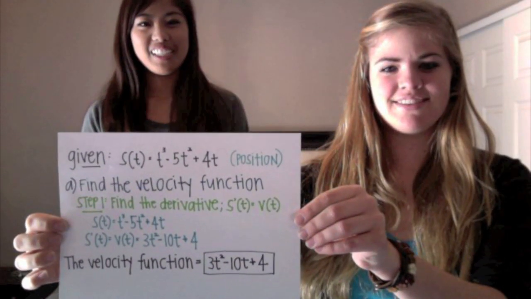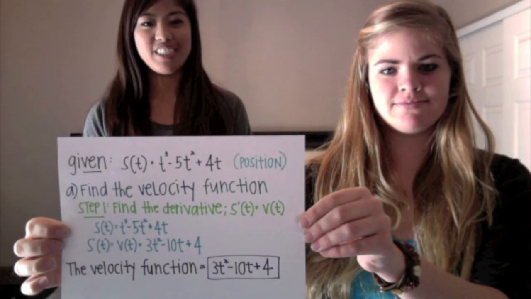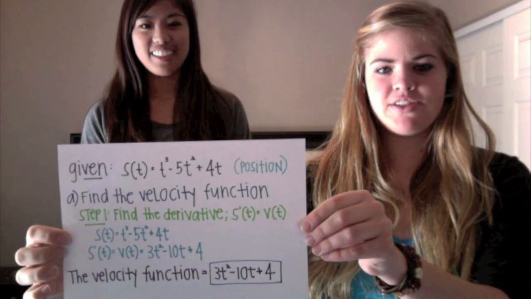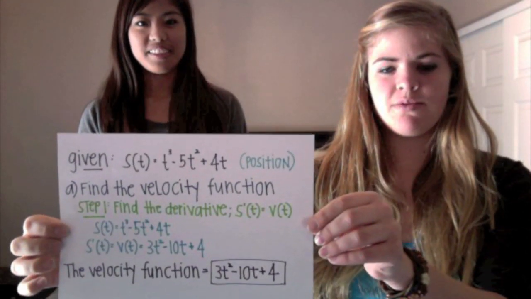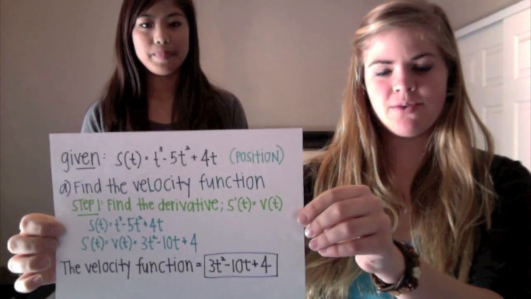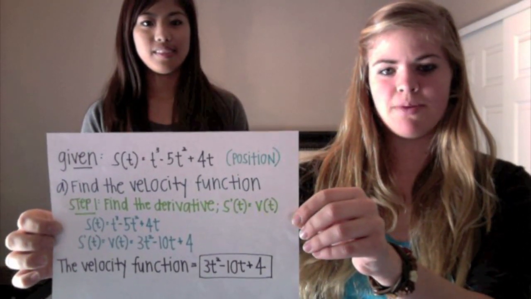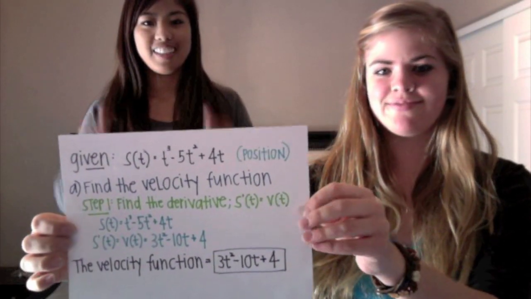To find the velocity function, you first have to find the first derivative of the position function, which is given. The position function in this case is t cubed minus 5t squared plus 4t, and the derivative of that, which equals the velocity function, is 3t squared minus 10t plus 4, which is your answer.